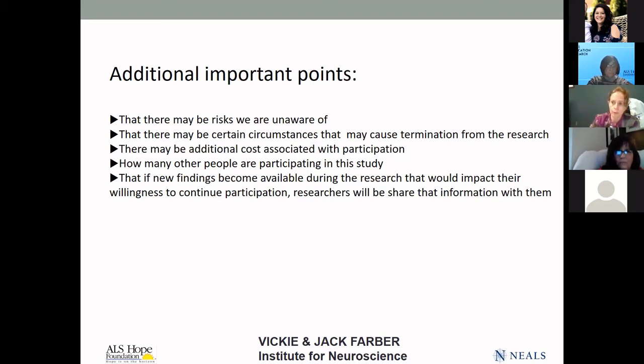How many people are expected to be enrolled in this project, in the study, and also if there are new findings, now that will ring quite familiar with the Tuskegee experiment, if there are new findings that become available during the research period, how would that impact the participants and their willingness to continue and to share that research information with them?